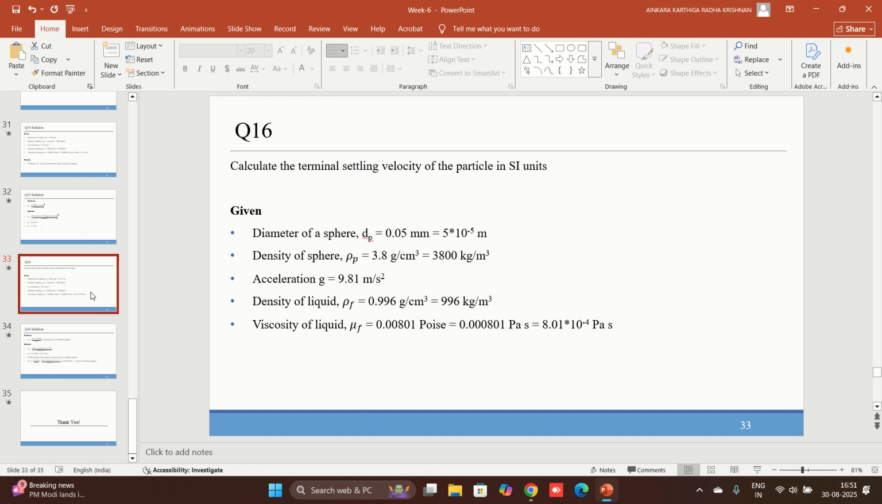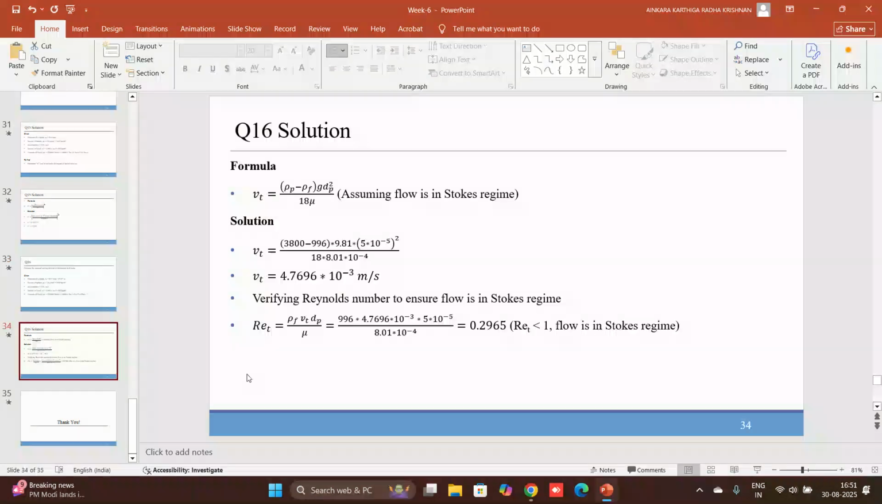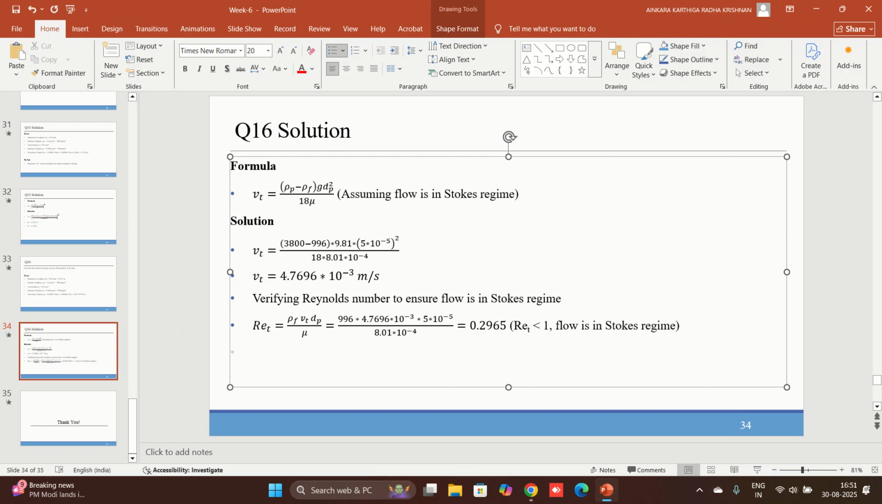What was asked? We are asked to find it in the SI units only. So we can say that VT is equal to this, and we can say it is in meter per second. 4.7696 into 10 power minus 3 meter per second. So that's it for today's session.